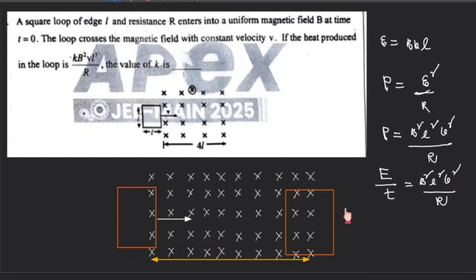Therefore you need only heat energy. That heat energy can be written as B square into L square into V square by R into time. So this time is important here. What will be the time here? Now it is moving with the velocity V, and here this distance is nothing but 4 into L. So time can be written as distance by velocity. Distance is 4L, velocity is V, right? But here this is not the case. It is not 4L by V.